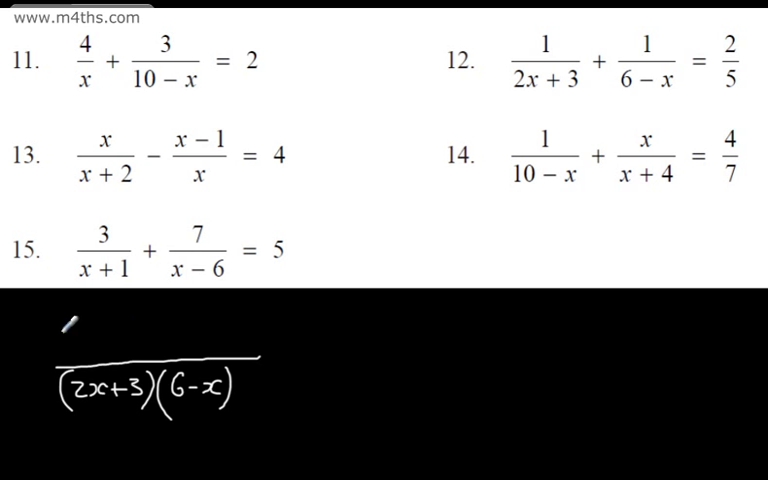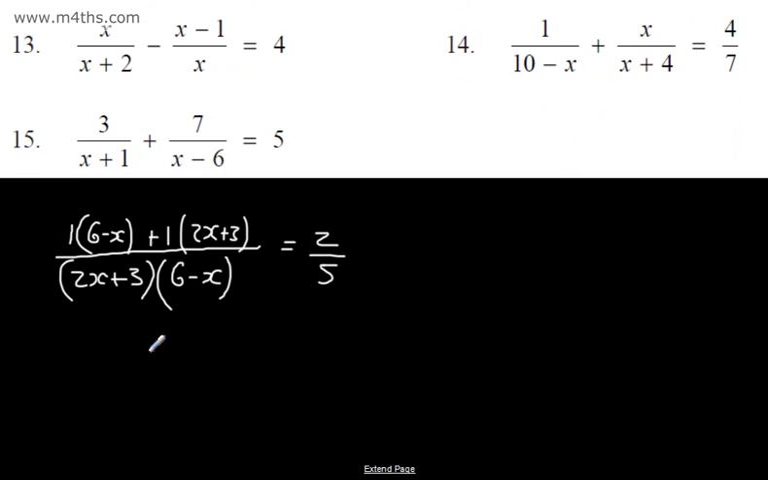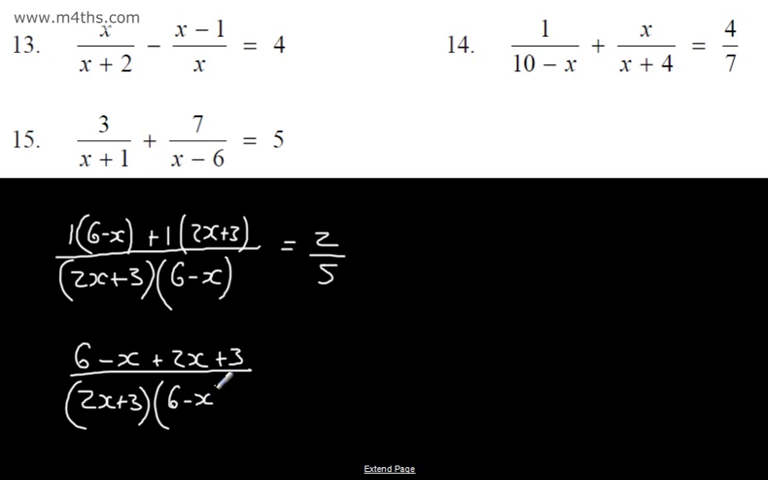And then if we consider what we're going to have, we're going to have 1 lot of the 6 minus x, and we're going to have plus 1 lot of the 2x plus 3. So I'm simply combining the fractions, as hopefully now you're comfortable with. That's equal to 2/5. So if we look in the numerator now, 1 times by 6, so we've got 6 minus x plus the 2x plus the 3, over now the denominator of the product of 2x plus 3 and then 6 minus x, and that is equal to 2/5.